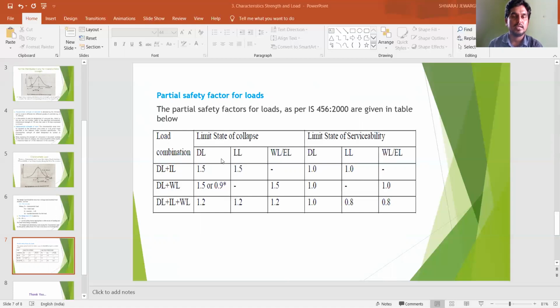So this is about the characteristic load, characteristic strength, and partial safety factors to be considered in the design of RC structures.